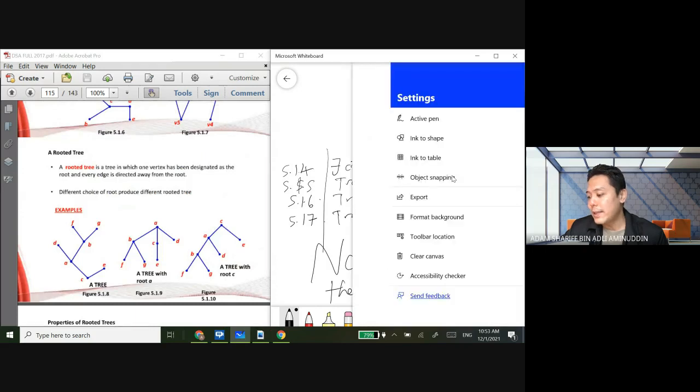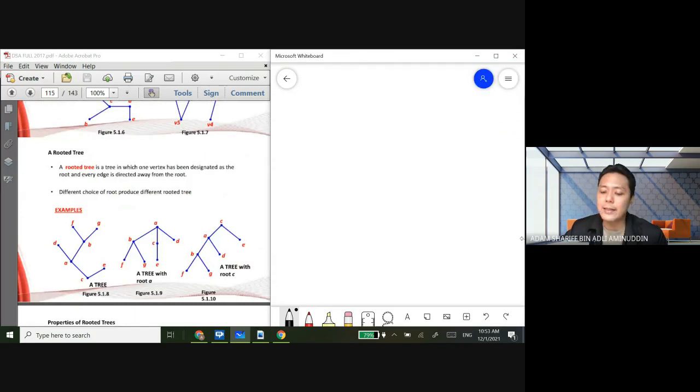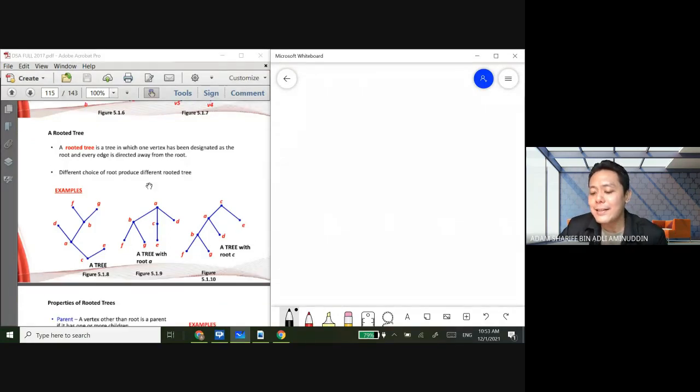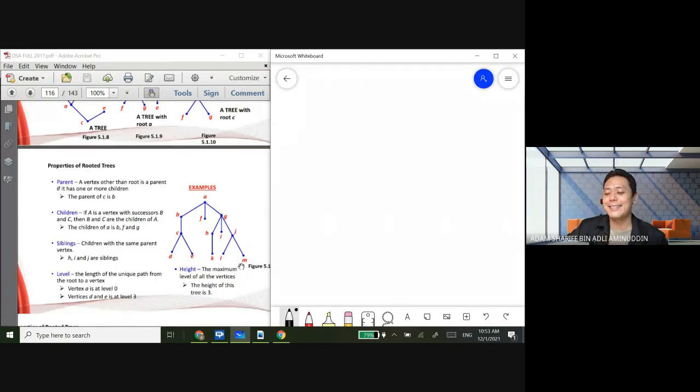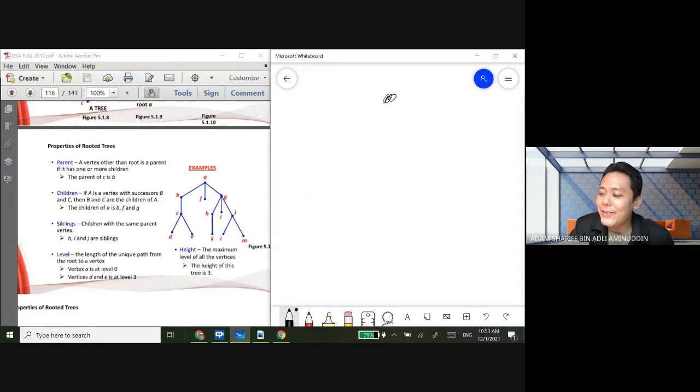Okay. Some fundamentals of the terms. Jadi ni seronok nak ajar dari segi family tree. We have our parent and then the parent we have children. Dalam children kita ada siblings. So parent, children. This is like a family tree, right? Yes. Memang family tree.